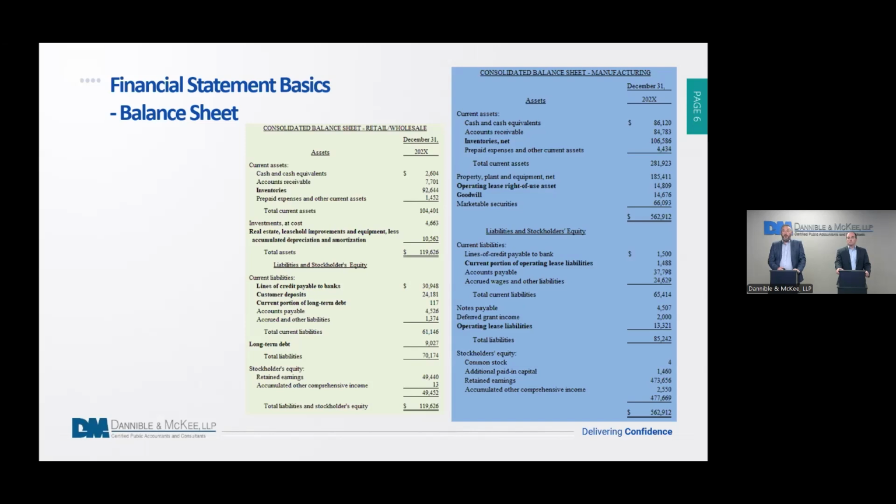Next, customer deposits, current portion of debt, and then you have your unsecured liabilities, accounts payable and accrued. Giving you total current liabilities, some long-term debt, and then equity.